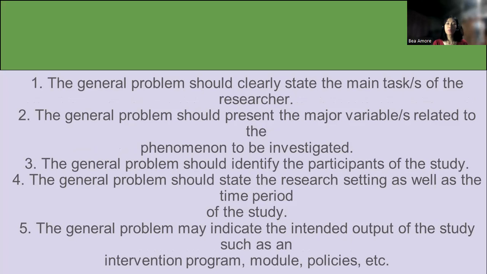Number two, the general problem should present the major variables related to the phenomenon to be investigated. Number three, the general problem should identify the participants of the study. The general problem should state the research setting as well as the time period of the study. The general problem may indicate the intended output of the study, such as an intervention program, module, policies, and etc.